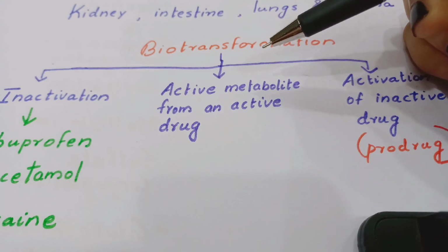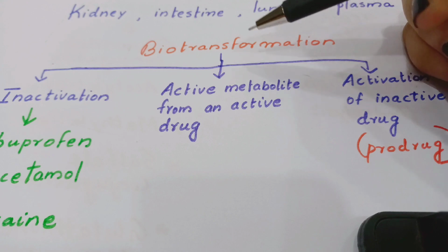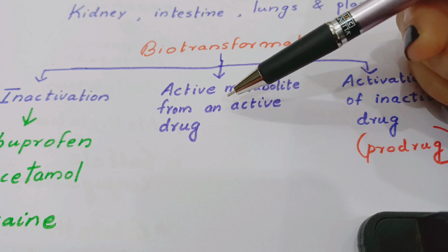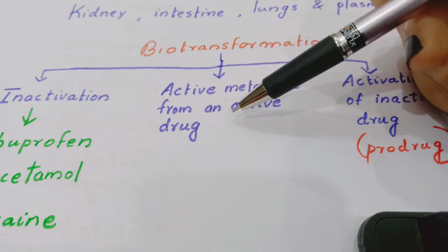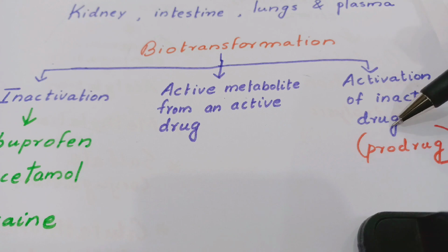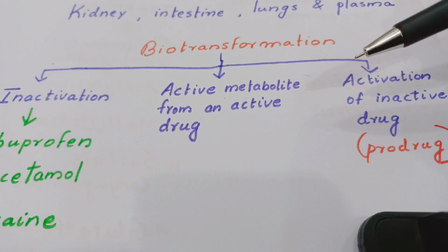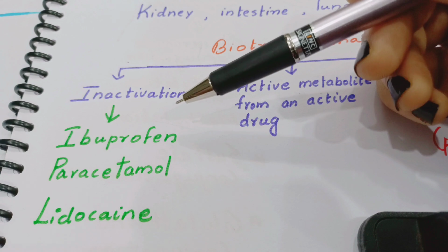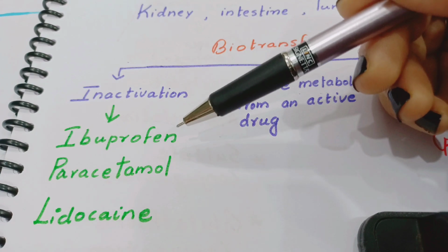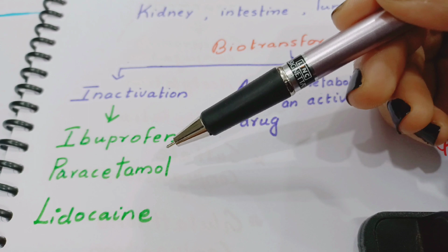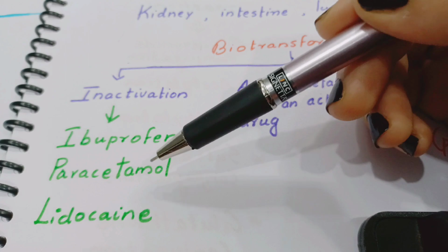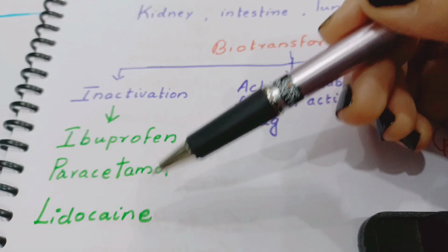Now, the biotransformation of a drug may lead to any of the following, which includes inactivation, active metabolite from an active drug, or activation of inactive drug. This depends on the drugs. So first, let's see inactivation. Most of the drugs and their active metabolites are rendered inactive or less active. Examples of the drug include ibuprofen, paracetamol, lidocaine.